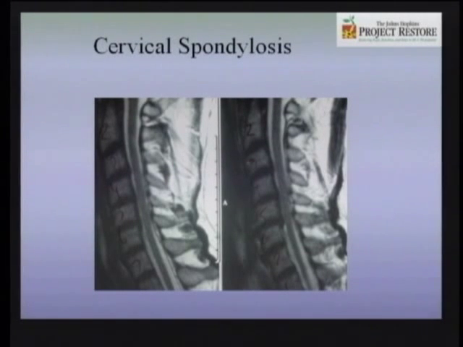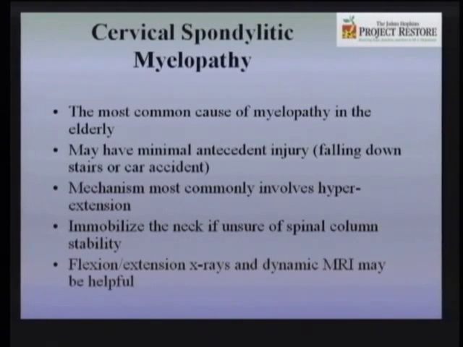But look what happens here. There's none of that, right? And that's your sign that the bones have crunched in a little bit. And so you can imagine that this person might be doing pretty well, but gets a little bit of a motor vehicle accident, has a little bit of a hyperextension, and all of a sudden gets a myelopathy. That's not transverse myelitis, right? That's a compressive myelopathy. The bones have actually squeezed the spinal cord. That's cervical spondylitic myelopathy. This is the most common cause of myelopathy in the elderly.